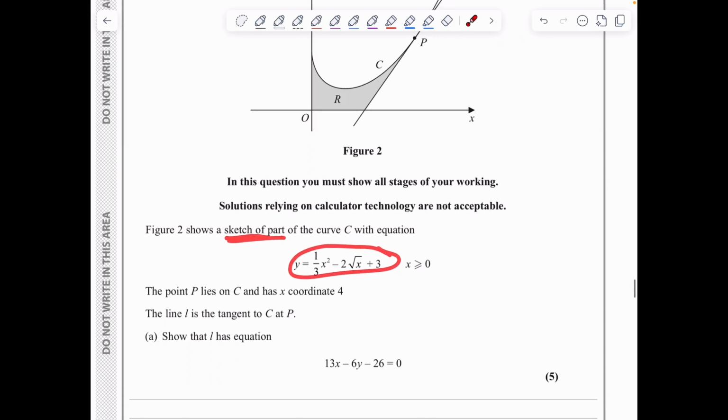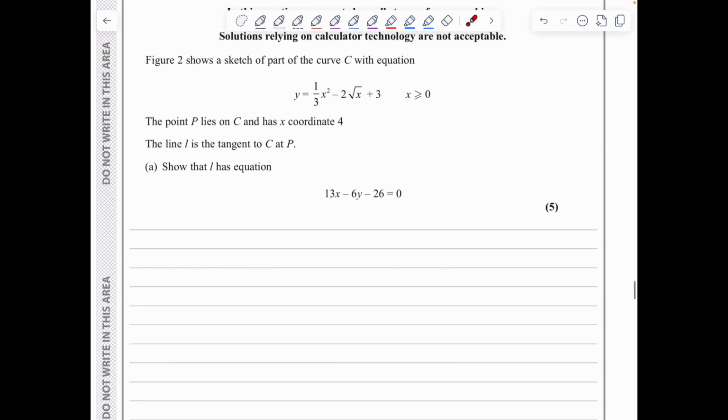In question 10, we're given a sketch of part of the curve C with this equation here. The point P lies on C and has x-coordinate 4. The line L is a tangent to C at the point P, and we need to show that the tangent has equation 13x minus 6y minus 26 is 0. So I will start by writing the expression for y in index form. So we're looking at y is a third x squared minus 2x to the power of a half plus 3.